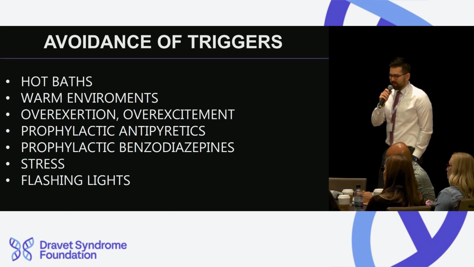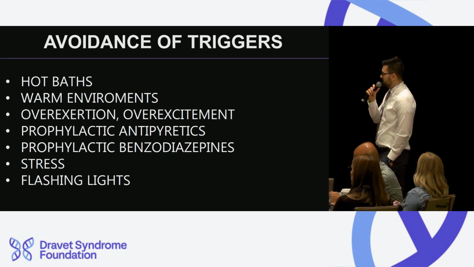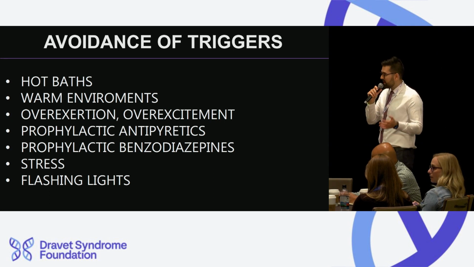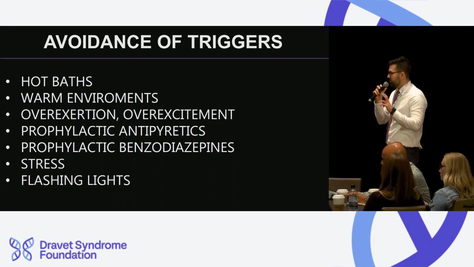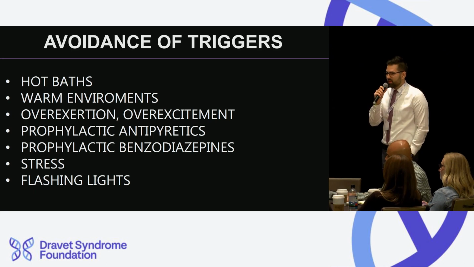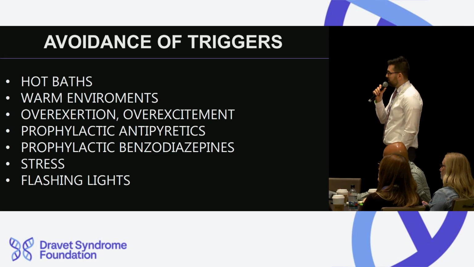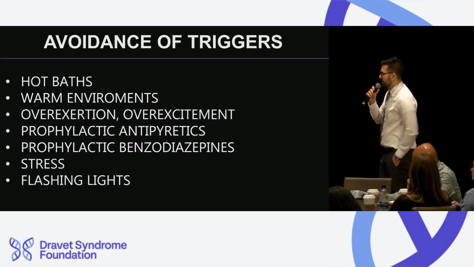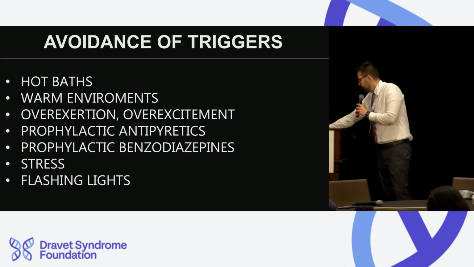There's also, some experts would advocate to consider prophylactic antipyretics and benzodiazepines in the circumstance of scheduled vaccines or when they're ill and have a fever, the so-called Ativan bridge or the benzo bridge. So that's a possibility to consider as well. And if they have stress or flashing lights as a known trigger, it's important to address those as well and try to minimize them as much as possible.